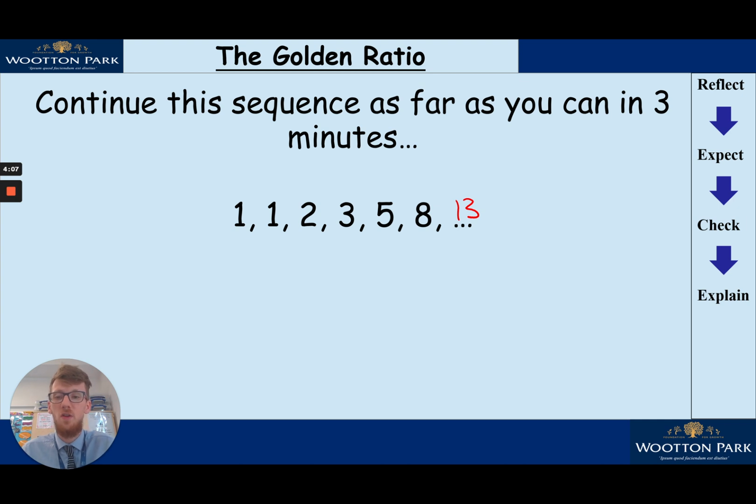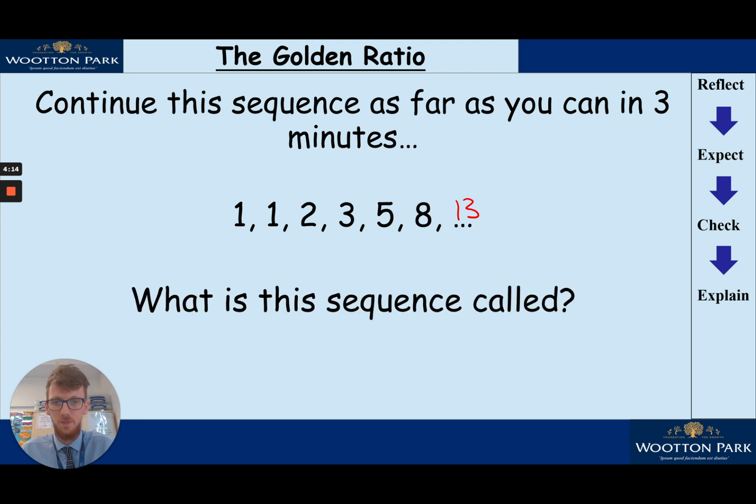Okay, hopefully you found lots of terms. Don't worry if you use the calculator. If you use the calculator, that's fine. Hopefully you found loads and loads of terms in that sequence and kept carrying it on. You may have seen the sequence before. Okay, if you haven't, that's absolutely fine.